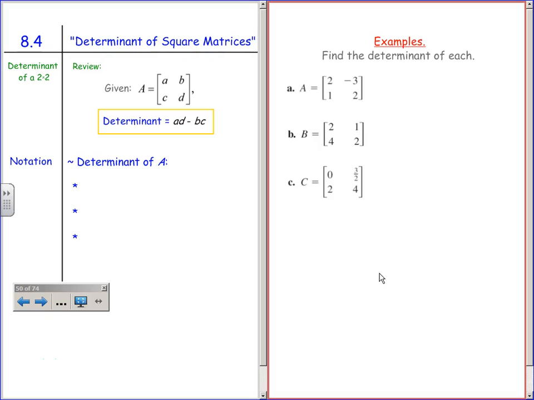Now, do you think this is all that section 8.4 is about? No. These are just the easy ones. I'm sorry, they're just the 2x2s. So we already saw the easy ones. We already saw the 2x2s.